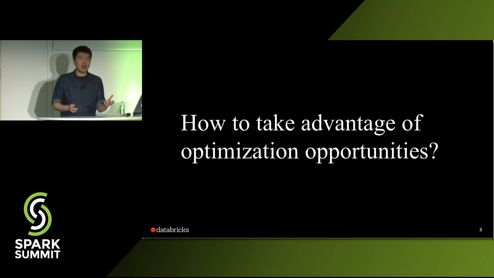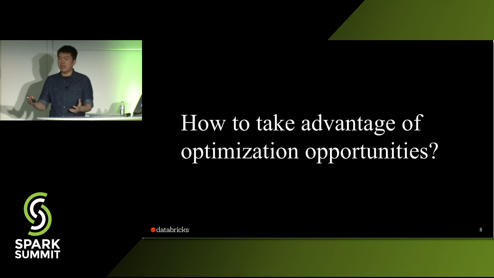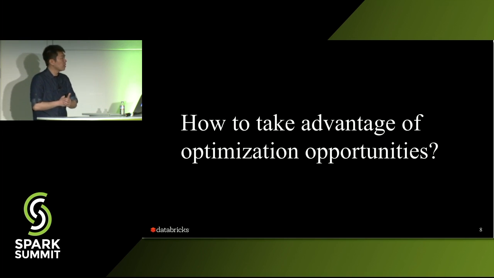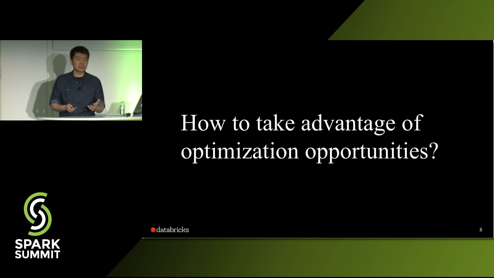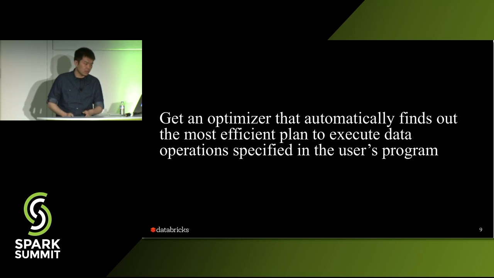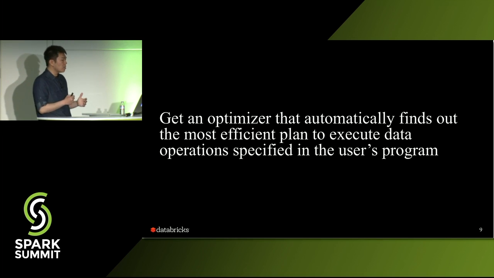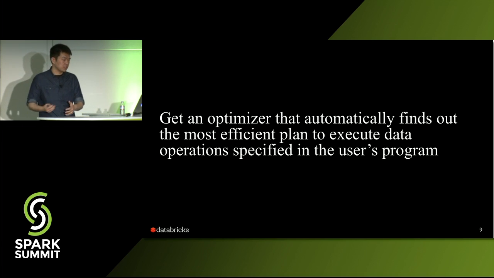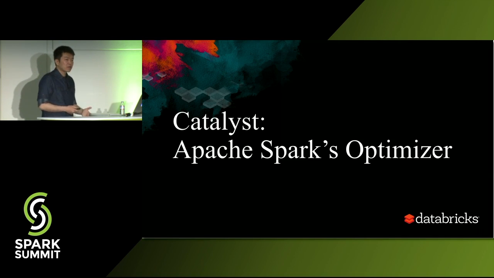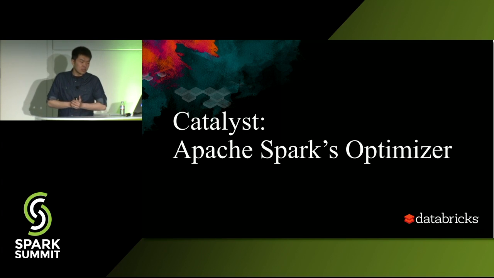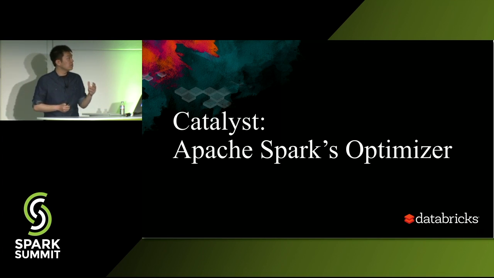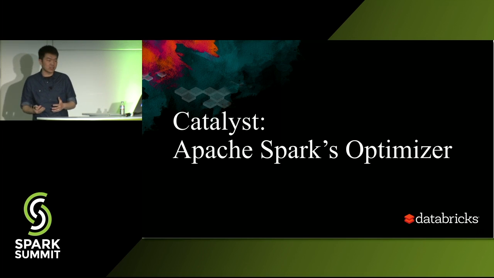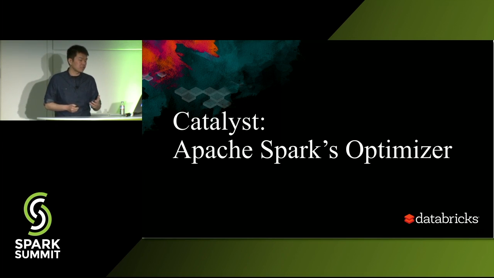Because with structured APIs, users do not specify how to evaluate those data operations, how should we take advantage of optimization opportunities exactly? The answer is quite simple. To take advantage of optimization opportunities, we need an optimizer that automatically finds the most efficient plan to execute the data operations specified in your code. And in Spark, Catalyst is such an optimizer. Catalyst serves as a bridge between programs written in the high-level programming interface and the optimized execution plans.